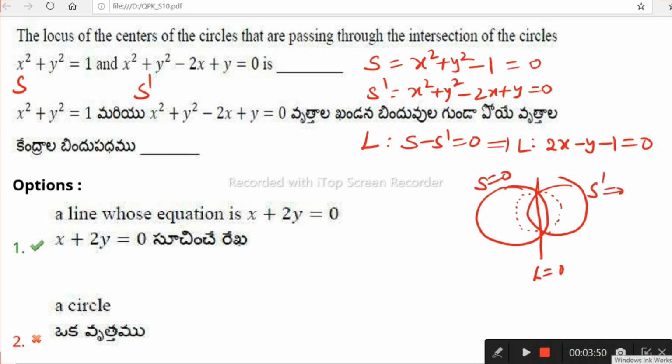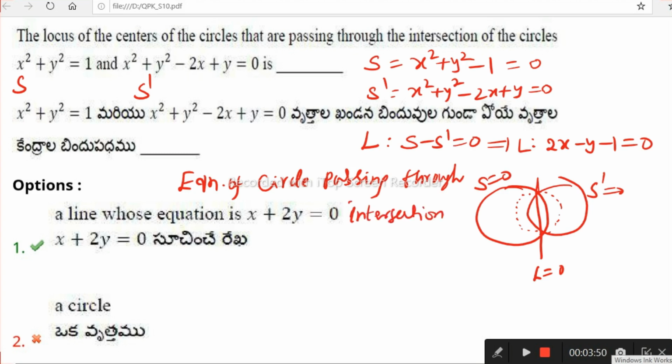So what is the equation of the circle passing through the intersection of S and S dash? The equation of the circle passing through the intersection of S equal to 0 and S dash equal to 0 is S plus lambda L is equal to 0. We can take S or S dash, whichever is easier, so I took S. Lambda is a parameter. Now let us see how to eliminate the parameter to get the locus of the center.